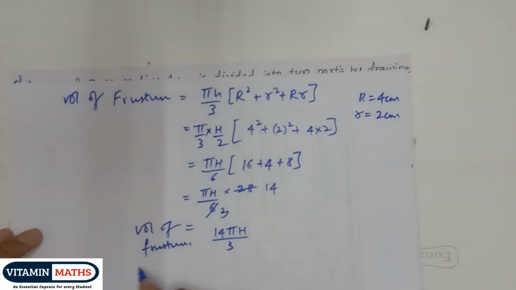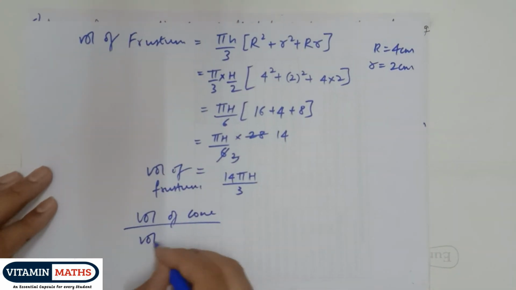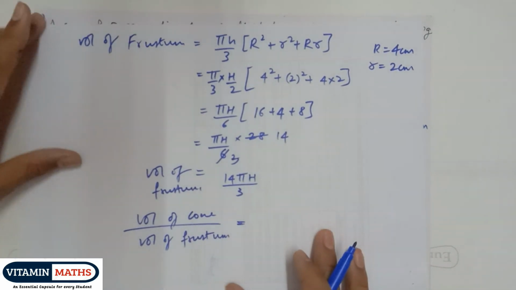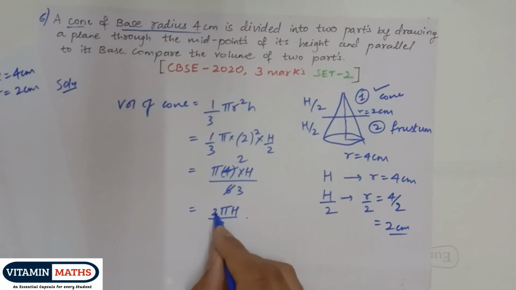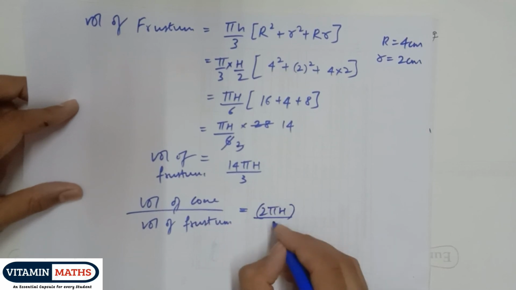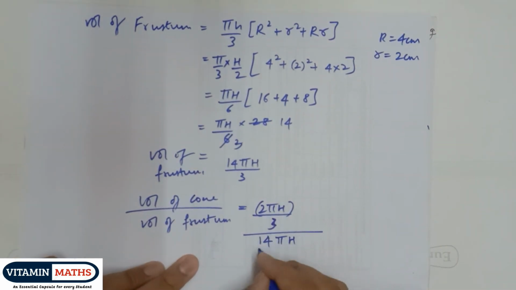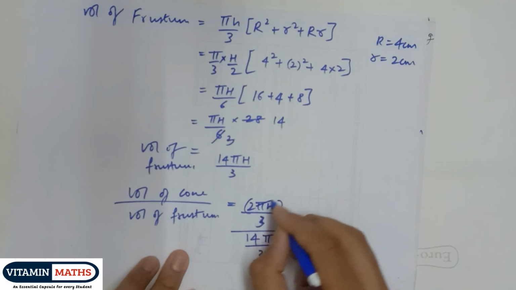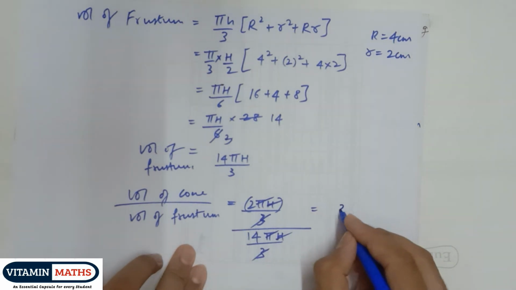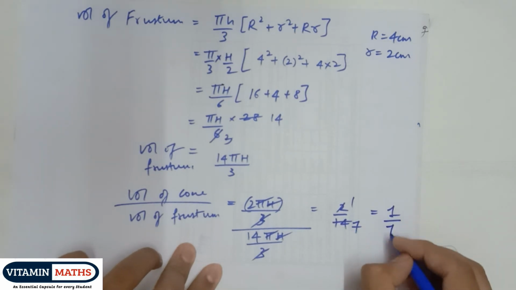Now we have to compare. So let us take the volume of cone divided by the volume of frustum. The volume of cone that we have got is 2 pi h by 3, and the volume of frustum is 14 pi h by 3. So pi h is cancelled, and the 3 is also cancelled. So 2 by 14, 2 ones are 2, 2 sevens are 14. So the ratio is 1:7.